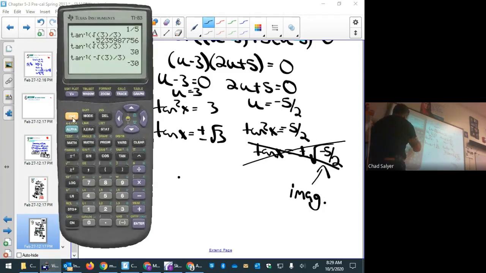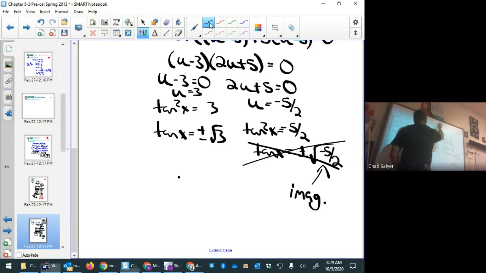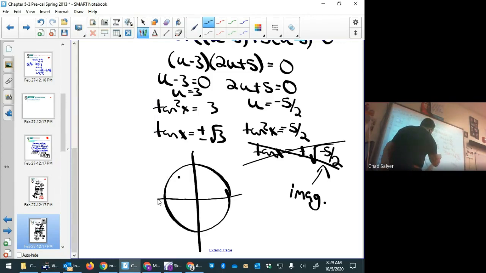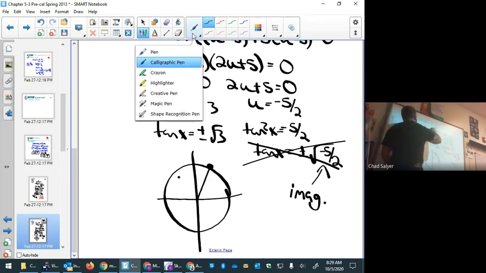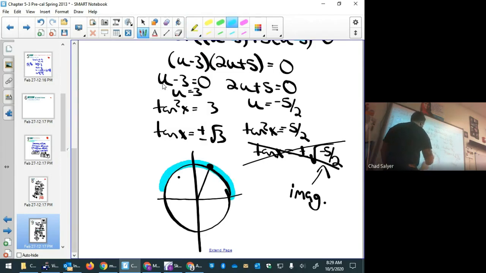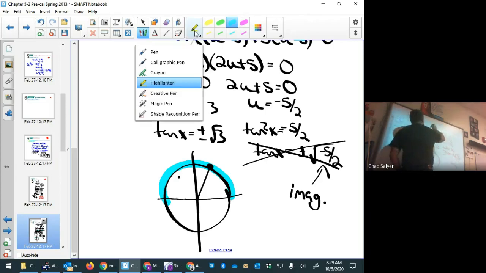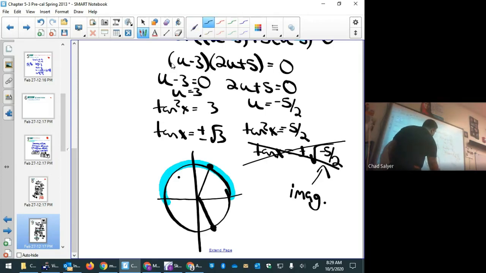So tangent inverse of negative square root of 3 is negative 60, and the tangent inverse of positive square root of 3 is 60. So negative 60 and 60. If I think about the unit circle, here at 60 degrees we have a solution. That's perfectly fine, we're only considering this part, 0 to pi. But negative 60, do you see how that's not going to work for us?